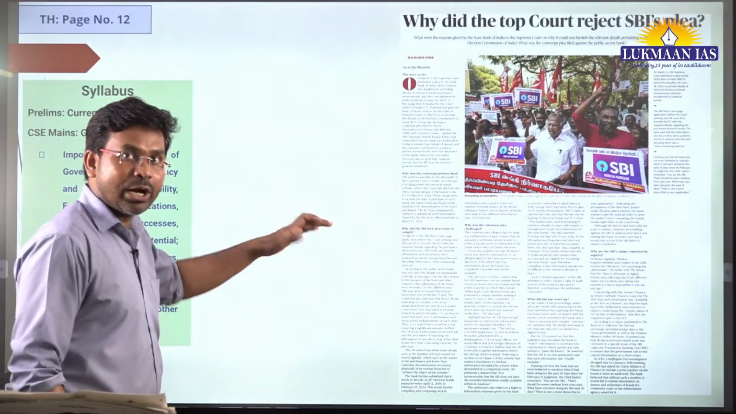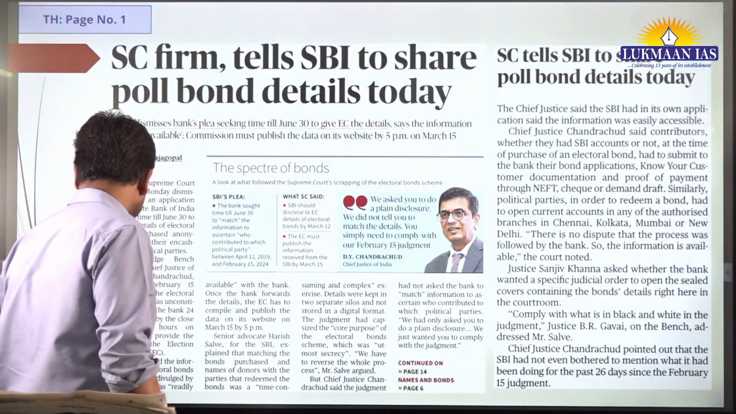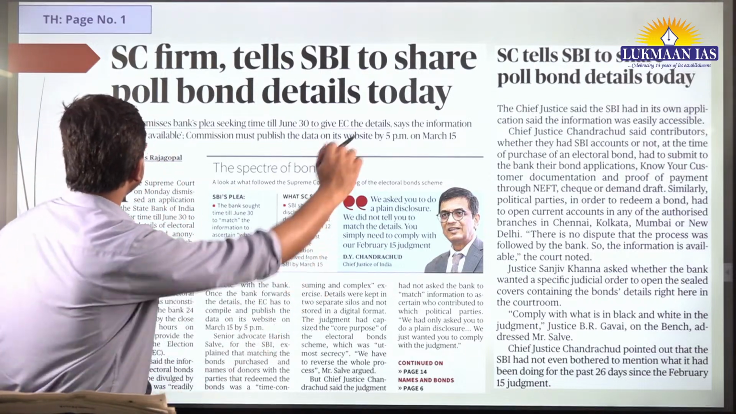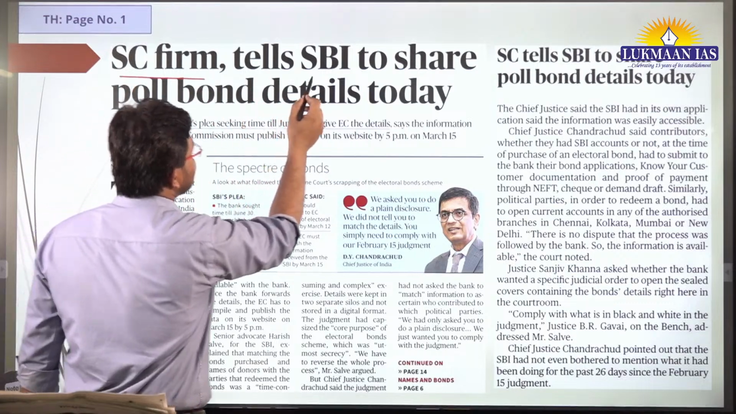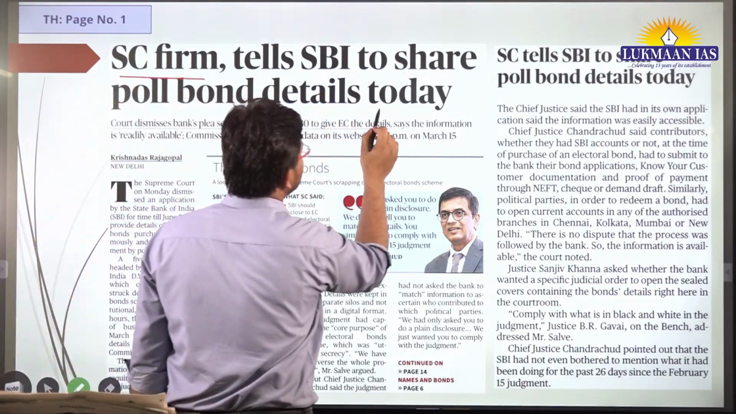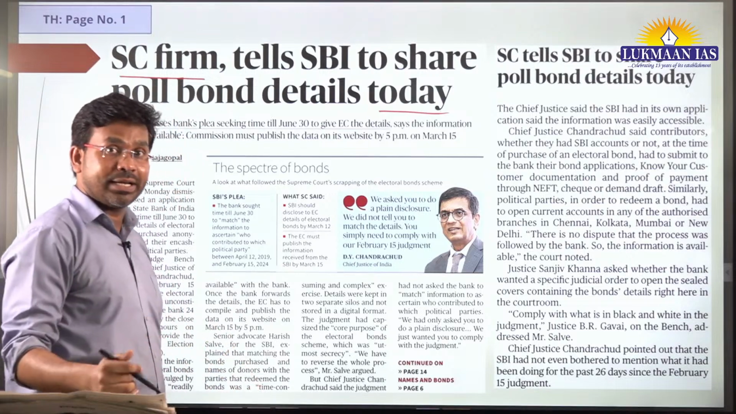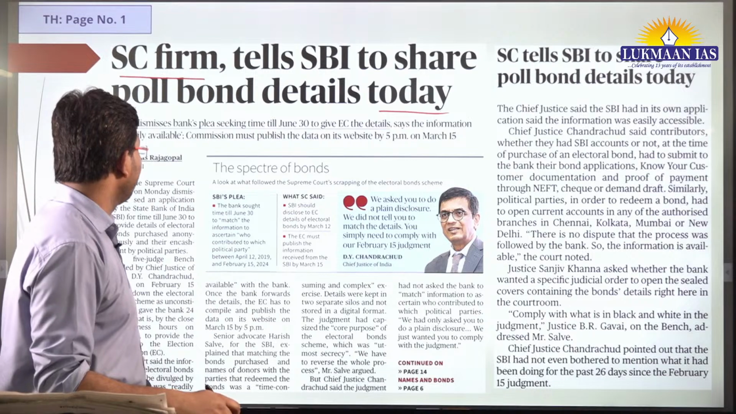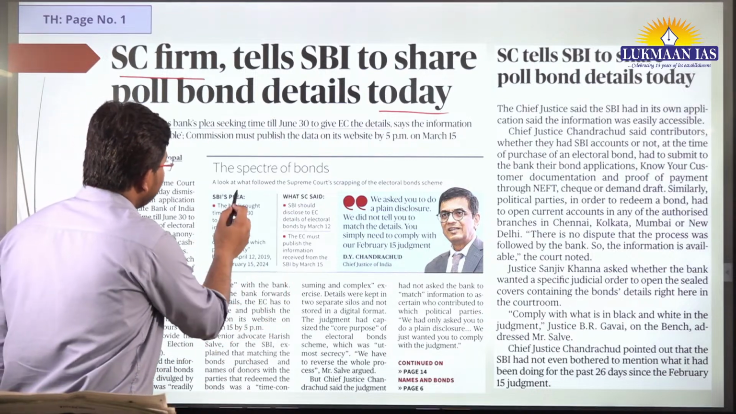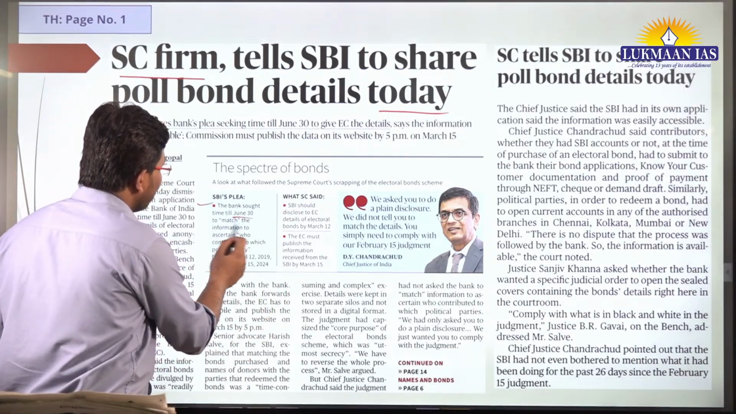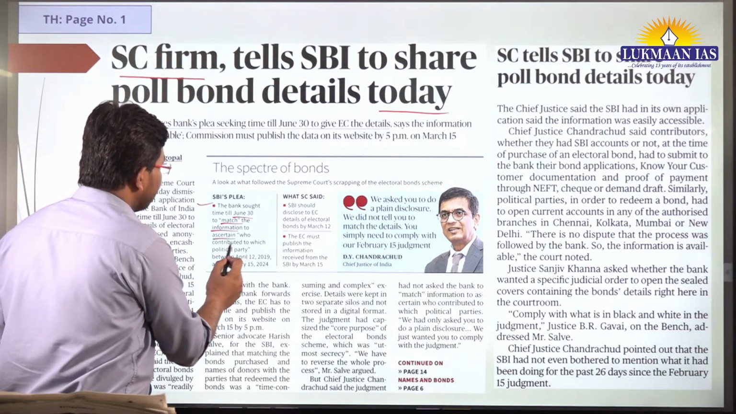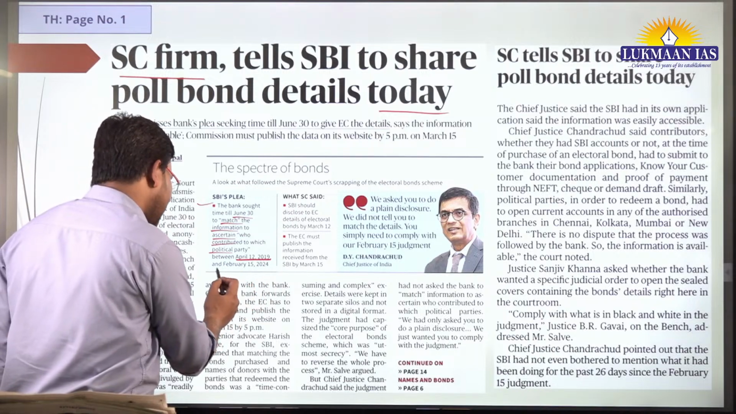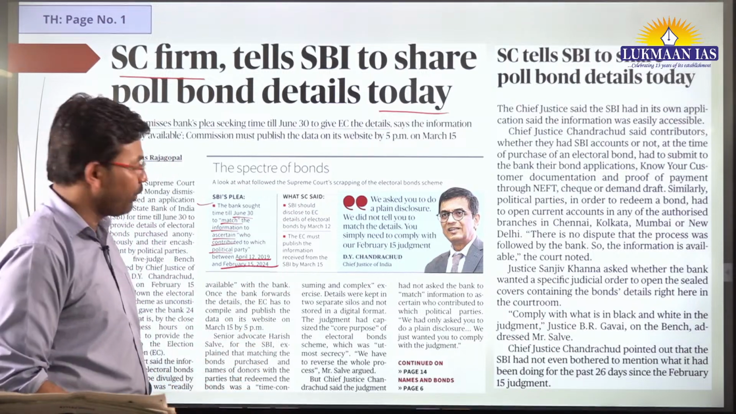So with this, let us now quickly move to the next article. This is the article that I was talking about. It says Supreme Court firm, tells SBI to share poll bond data details today. Okay, Supreme Court of India was firm. It asked the State Bank of India to share the data today. So what did the SBI say? The bank sought time till June 30 to match the information to ascertain who contributed to which political party between April 12, 2019 and February 15, 2024.